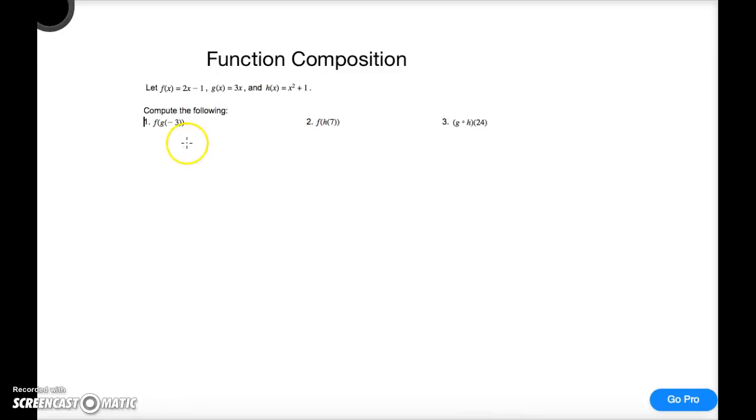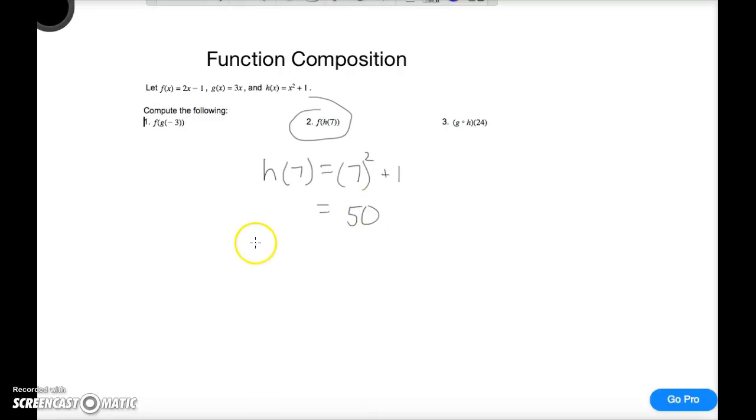So if we look at our next example, number 2, we want f of h of 7. Okay, so here's our function f, here's our function h. So first we need to find the innermost function. So we need to find h of 7. So h of 7 is equal to 7 squared plus 1, which is equal to 49 plus 1, which is 50. So h of 7 is equal to 50.